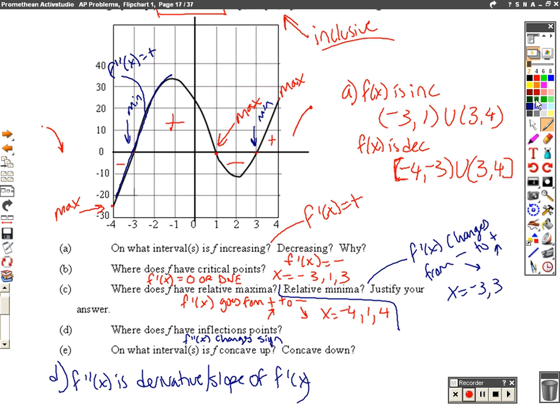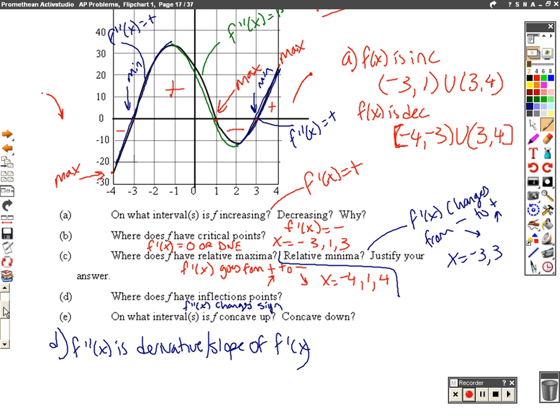It's going to change. And from here to here, we have a negative slope, so f double prime of x is negative. Finally, from here to here, we go back to having a positive slope, so f double prime of x is positive again. So inflection points occur when we change sign, and that's going to occur right here at about -1 and right here at about 2.